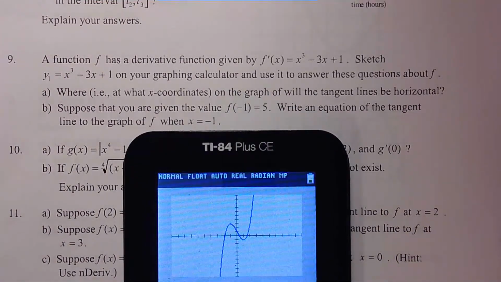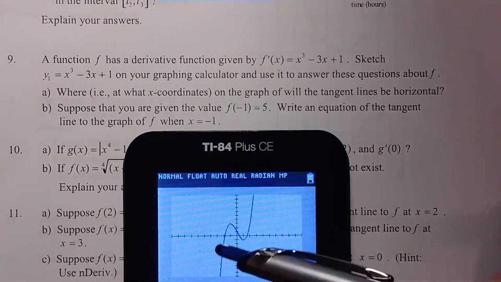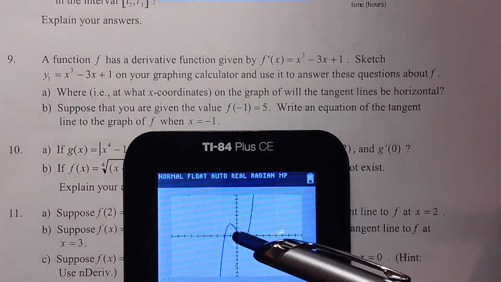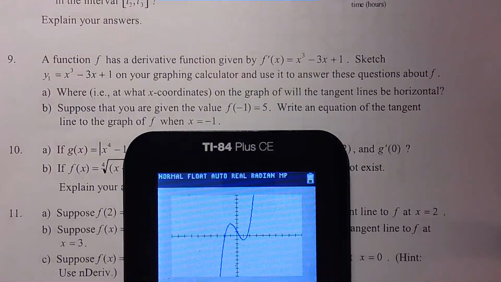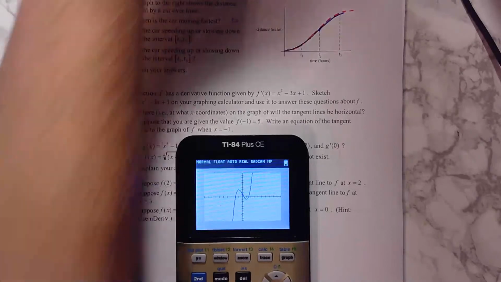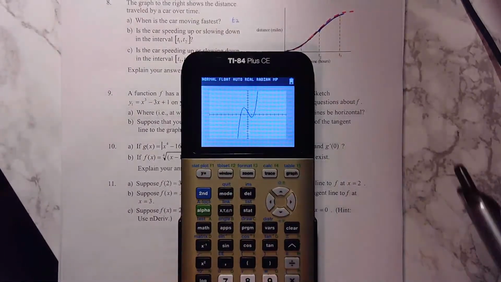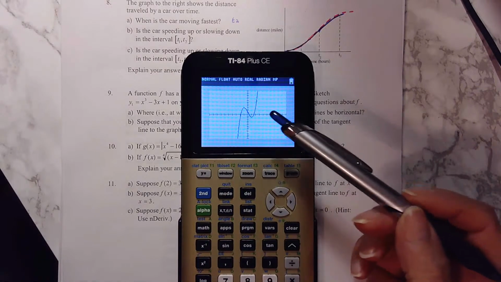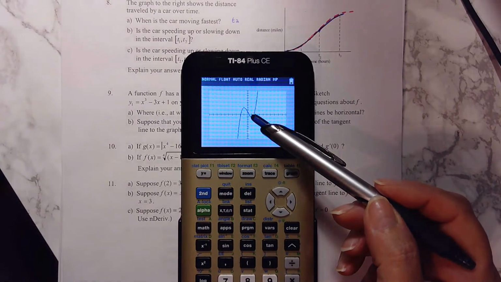In A, it says, what x coordinates on the graph will the tangent lines be horizontal? Remember, this is the graph of the derivative. So on the graph of f, f is going to have horizontal tangent lines at the bumps, and those bumps translate as the zeros of the graph of the derivative. So this is my derivative graph. I've got 1, 2, 3 critical numbers or zeros on this graph, and I have to find them. Let me zoom out so you can see the whole calculator, what I'm doing. To find the zeros, don't just assume that's at -2, 0, and then, ooh, I don't know what that number is.